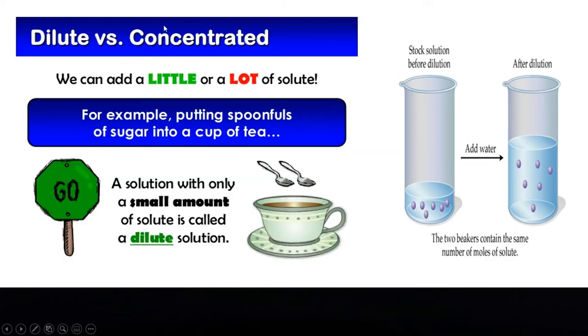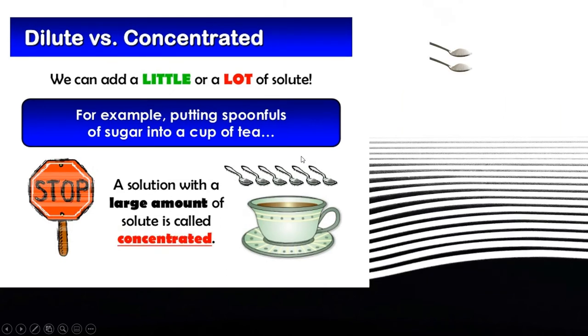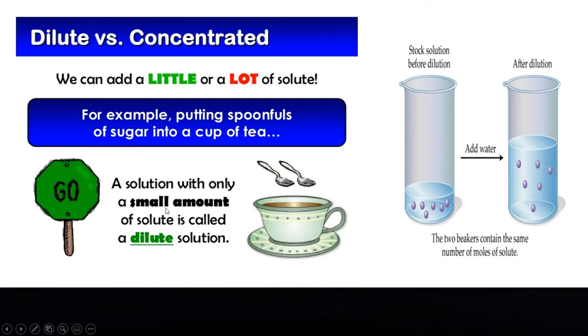Now we have something that's diluted versus something that's concentrated. We can either add a little solute or we can add a lot of solute. So for example, when we put spoonfuls of sugar in a cup of tea, a solution with only a small amount of solute means it is diluted. So if I take my solution before it got diluted, and I added water, what do the molecules do? Correct. They start to move around. That's going to help it to dilute.